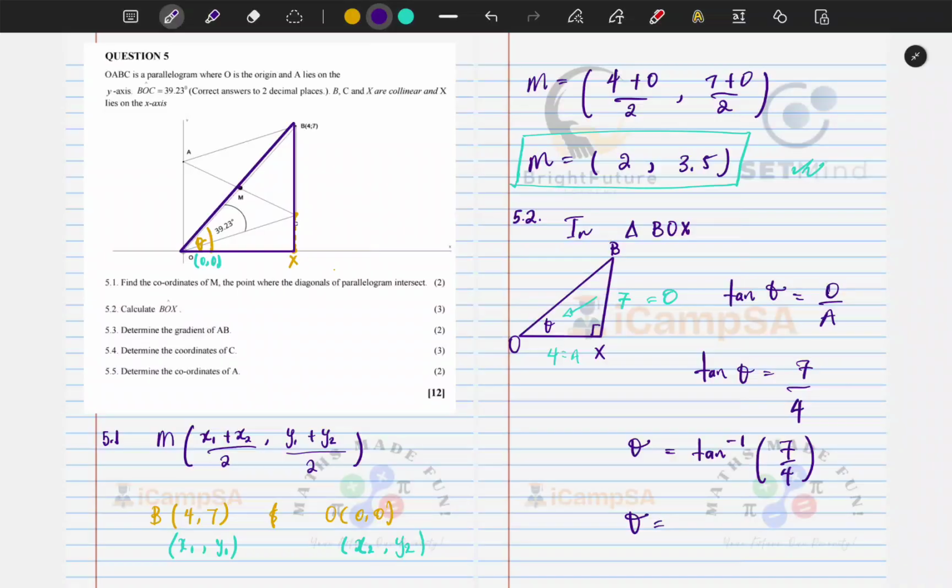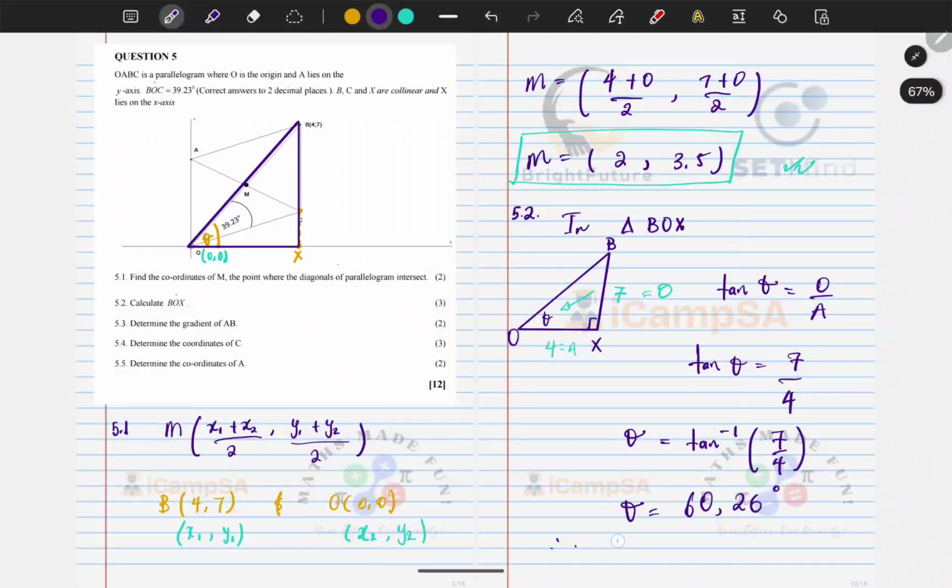So we are going to round off to 2 decimal places. So this is going to be 60.26 degrees, right? So therefore angle BOX is going to be 60.26, not 62, it's 26 degrees. Perfect. So now we have our BOX, which means that the entire angle there is going to be 60.26.